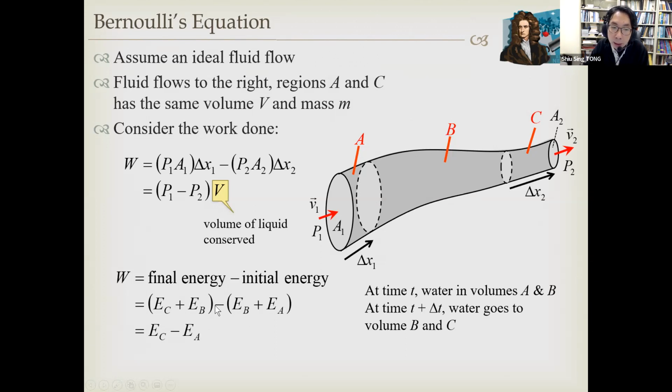Now you can immediately see that the EB will cancel, and eventually we have the energy in region C minus the energy in region A. Okay, but what is this energy?